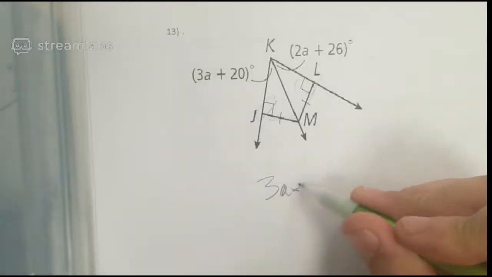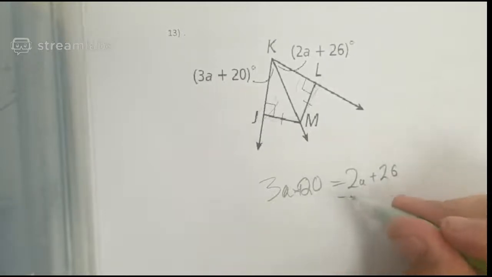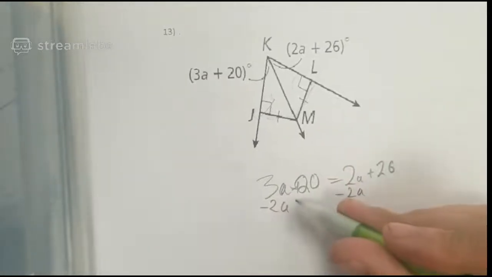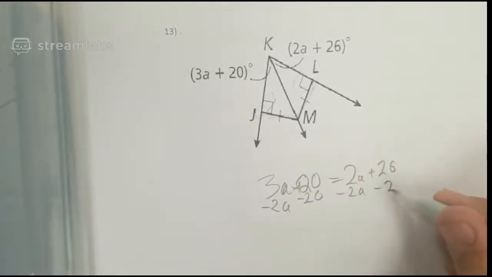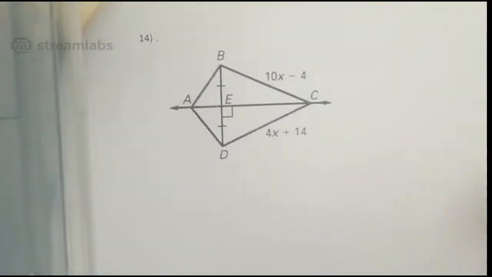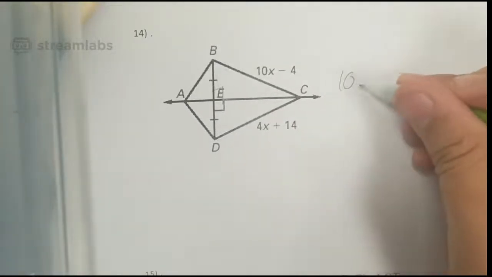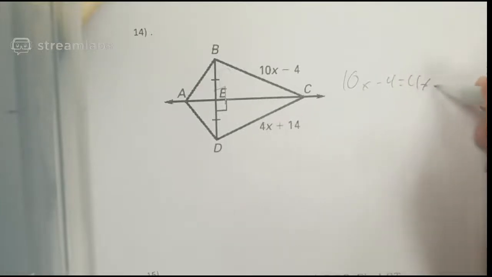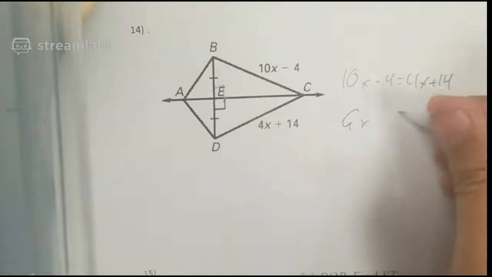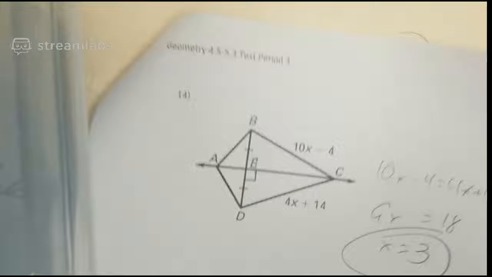So now we know 3a plus 20 equals 2a plus 26. Move the 2a over. Move the minus 20 over. It's 26. So that's a equals 6. Okay? We're almost done. Actually, yeah, we're literally on the last page. Last one. Since you know these marks are equal, you know these angles are equal, that means these two lines are equal. 10x minus 4 equals 4x plus 14. 6x equals, plus 4 on both sides, 18. X equals 3. Not a lot of people got that wrong, thankfully.